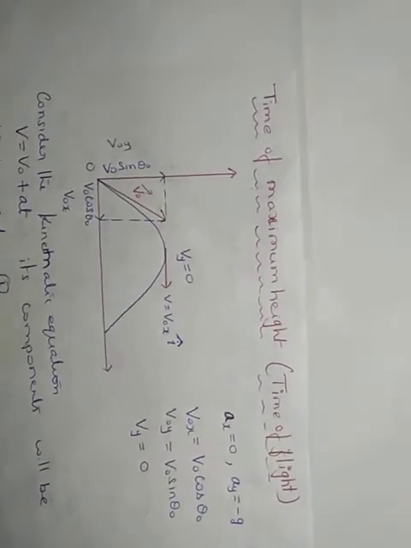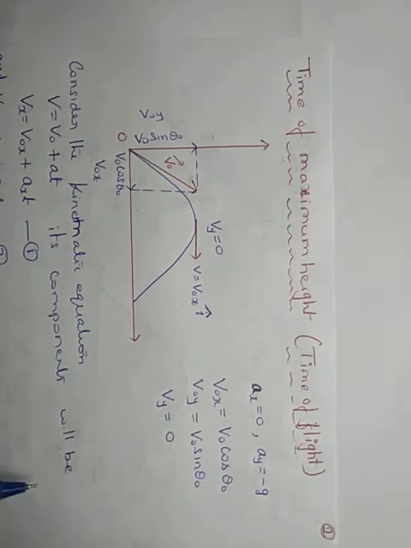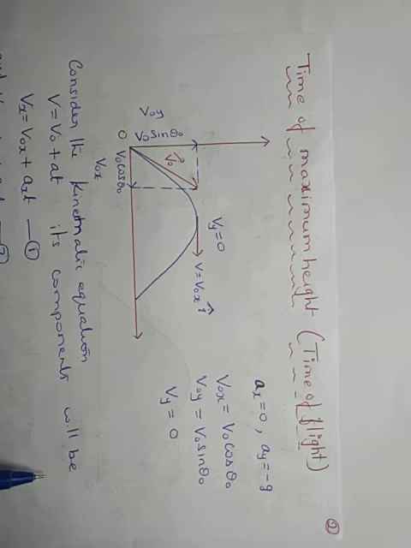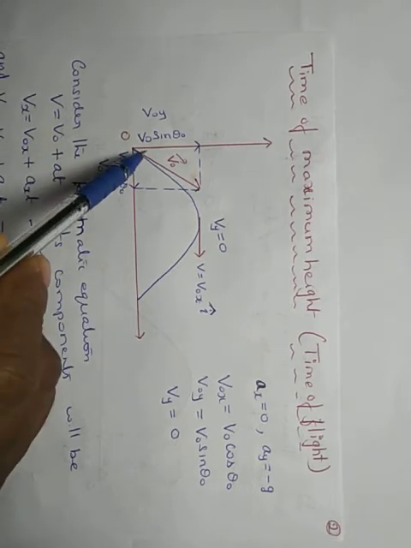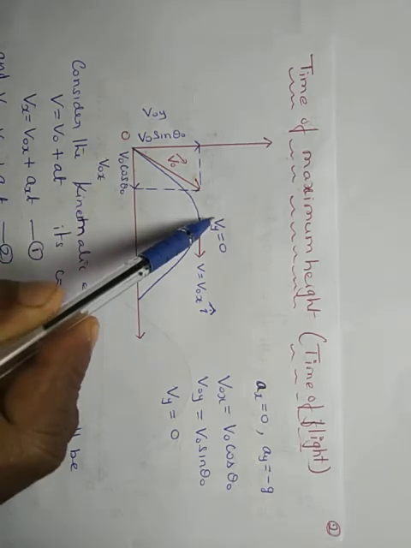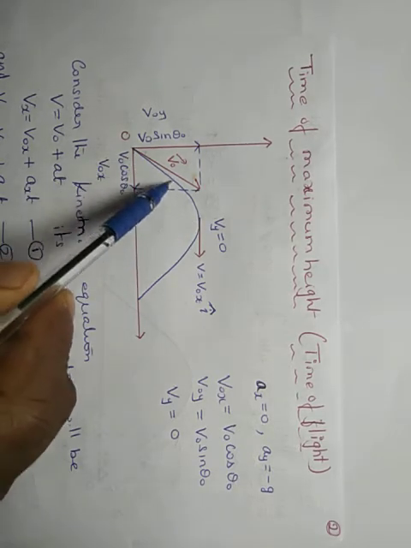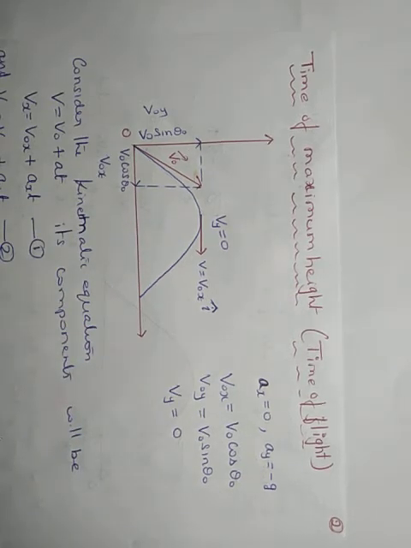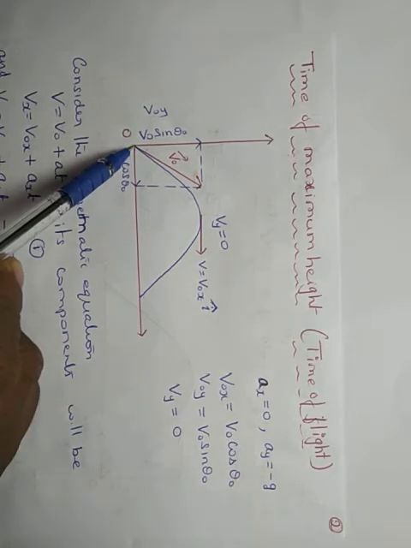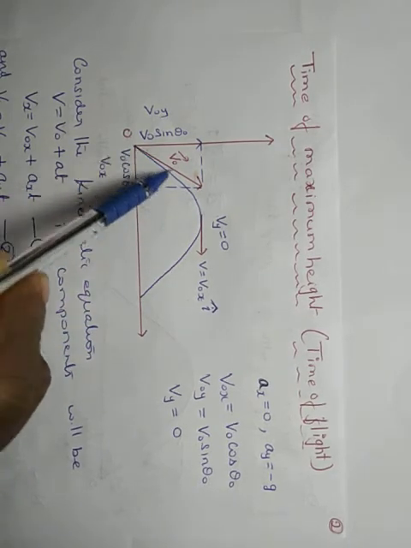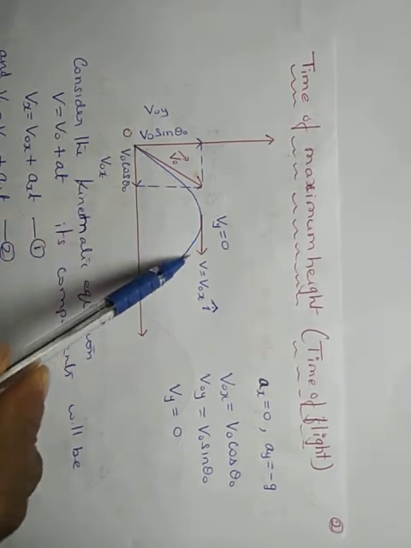Next, the second derivation is to find the time of maximum height. What time does the object take to reach the maximum height? It covers half the distance, which means it will take half of the time. The time taken to complete the total travelling is the time of flight.